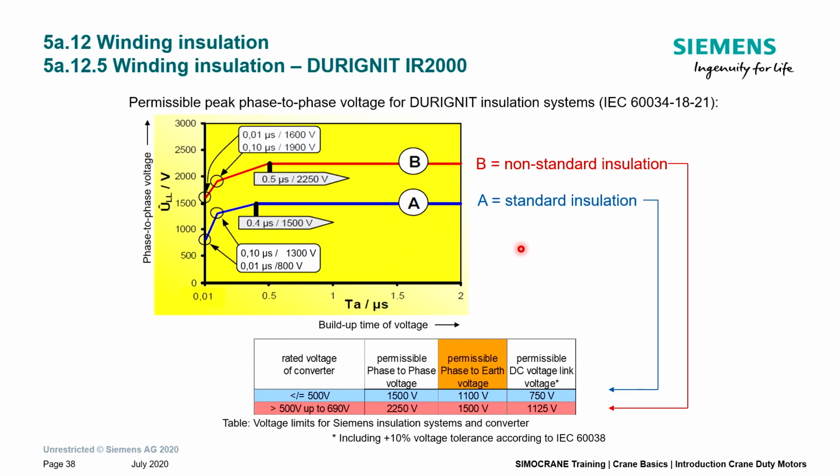And here you see 2 different kinds of insulation. Class A, standard insulation. Class B, non-standard insulation for higher resistance to pulses. And this chart shows you different rise times and different stress levels, which mainly come from the IGBT switches of the converter, and the state-of-the-art IGBTs switch very fast and very tough.